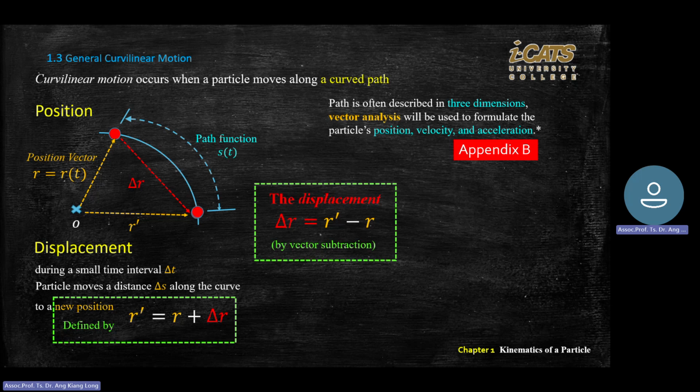Okay. First equation for today. So here, how do you get your displacement? You take S prime minus S. Here, curvilinear motion, you change the S into R. Delta R equals R prime minus R.